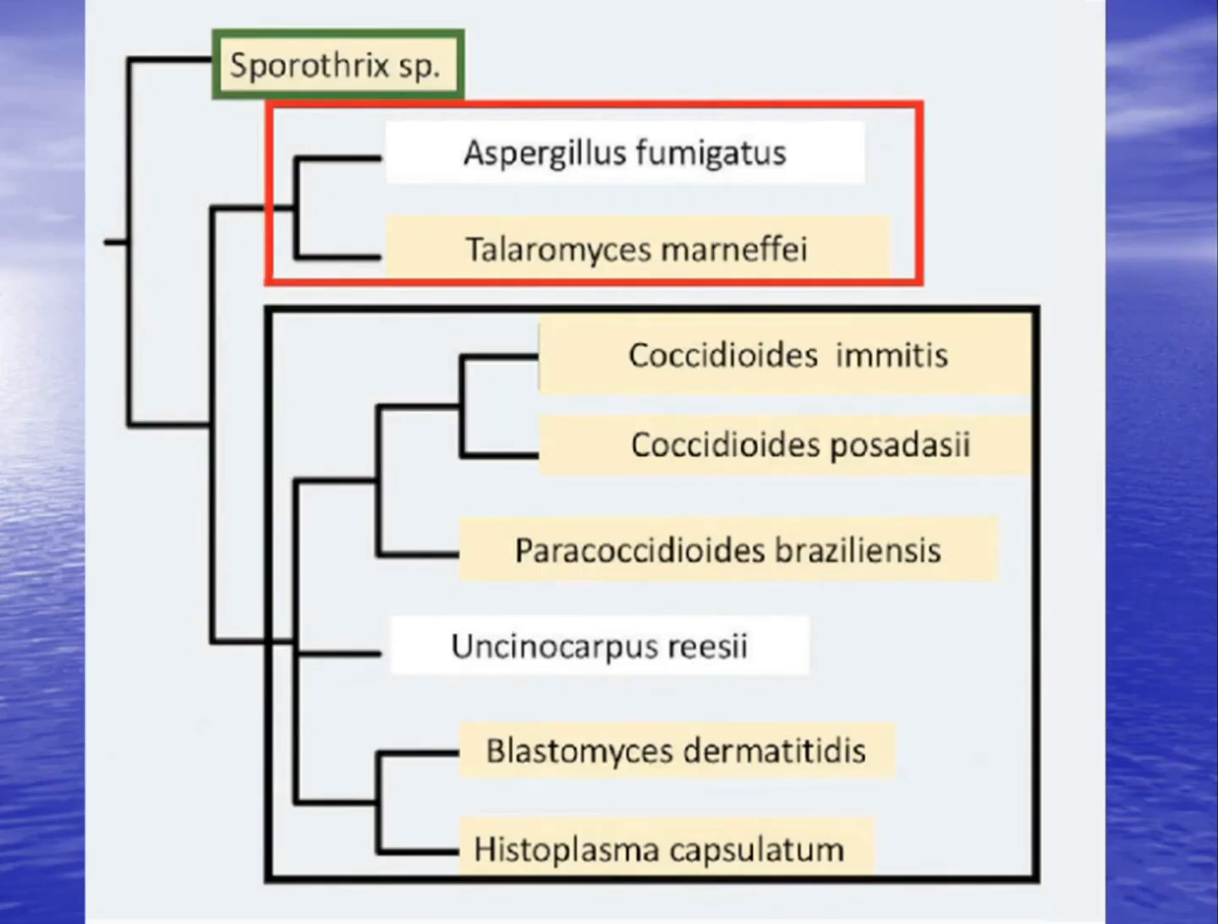So just to show you how distant or closely related these are, cocci is related to paracocci, which is somewhat related to blasto. And Talaromyces, which was a Penicillium, is more related to Aspergillus, which makes sense. And then notice sporotrichosis is way out of there. It's not related to any of them. So there you have the different relationships. Next.